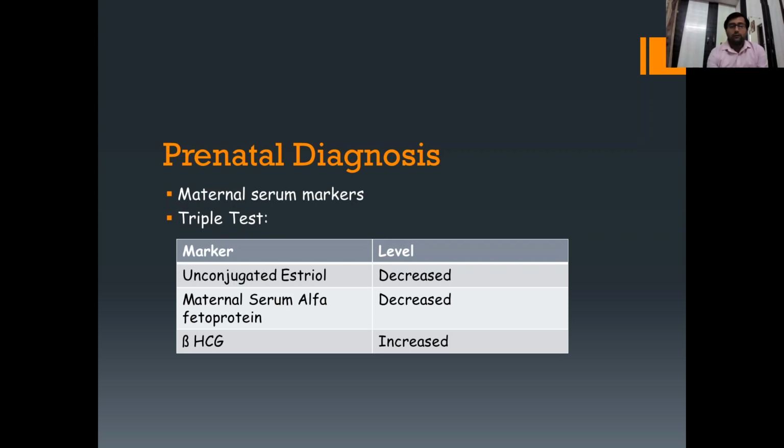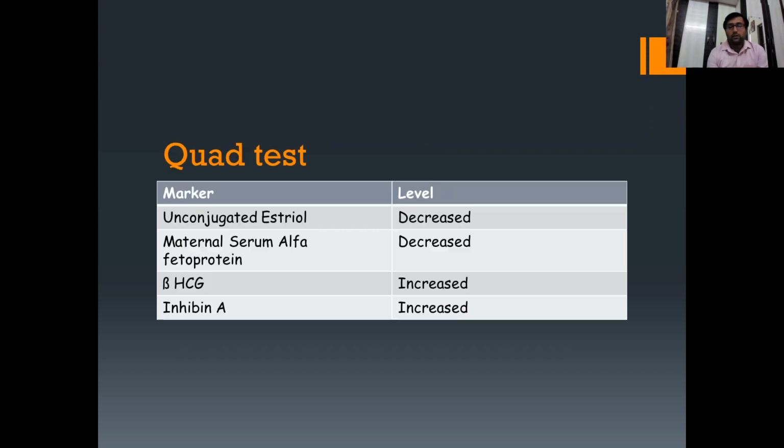If we also perform a serum test for the level of inhibin A, then it makes a quadruple test. When we combine these three tests with the inhibin A level, if it is increased, then these are suggestive that the fetus is having Down syndrome.